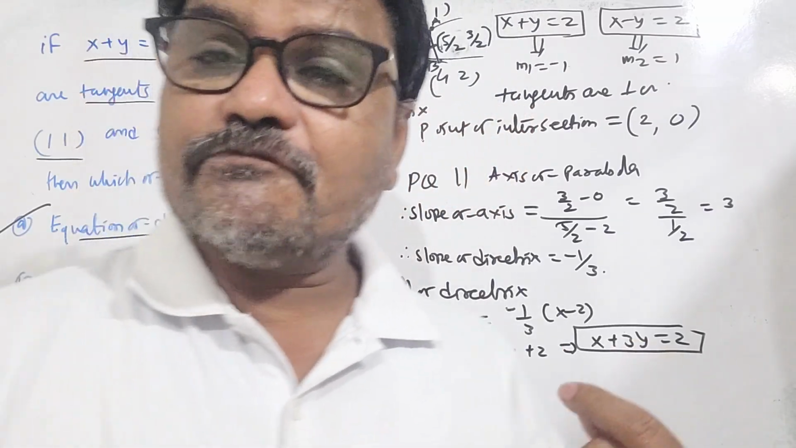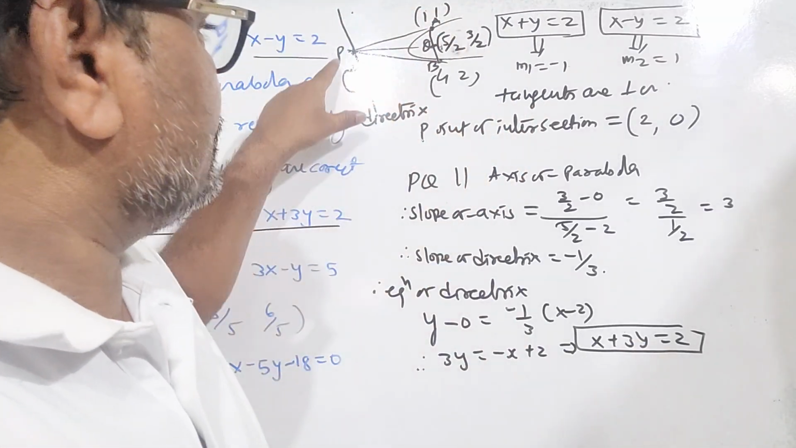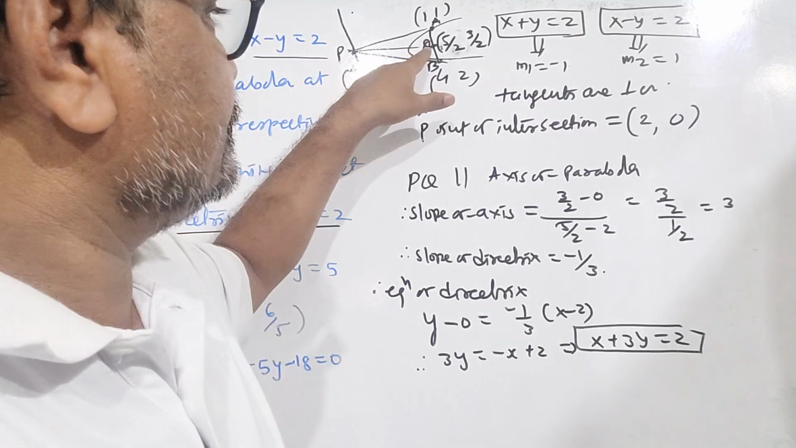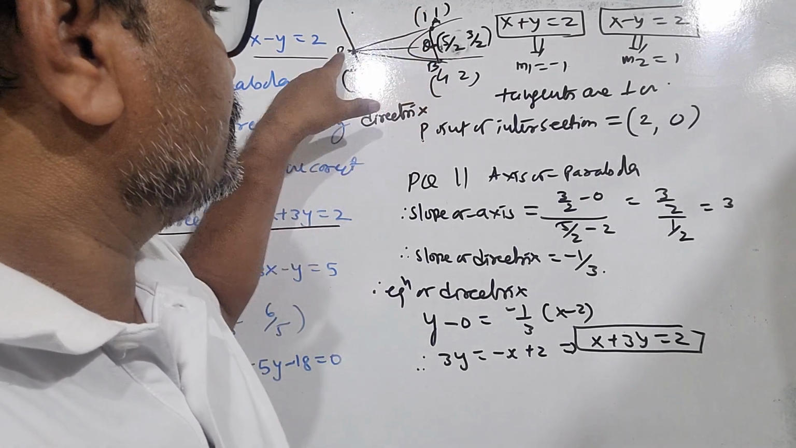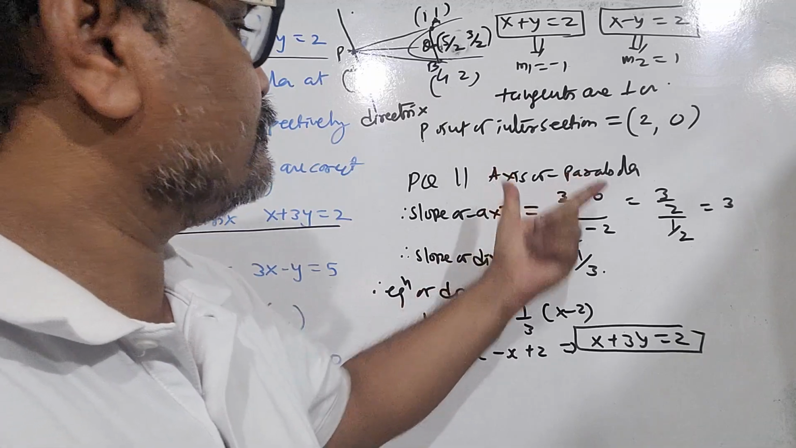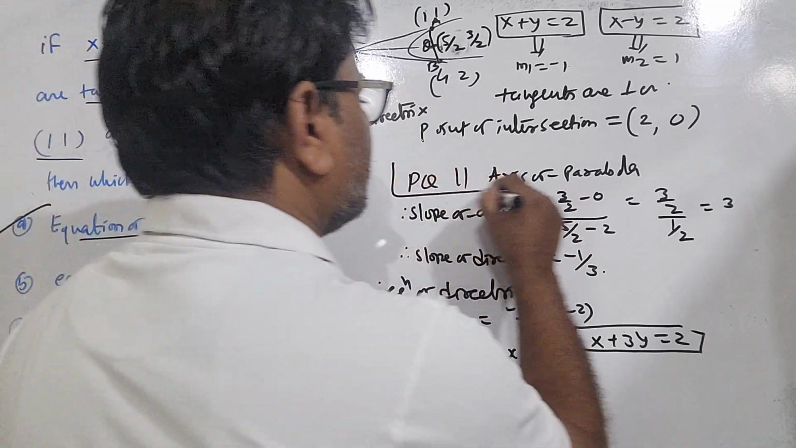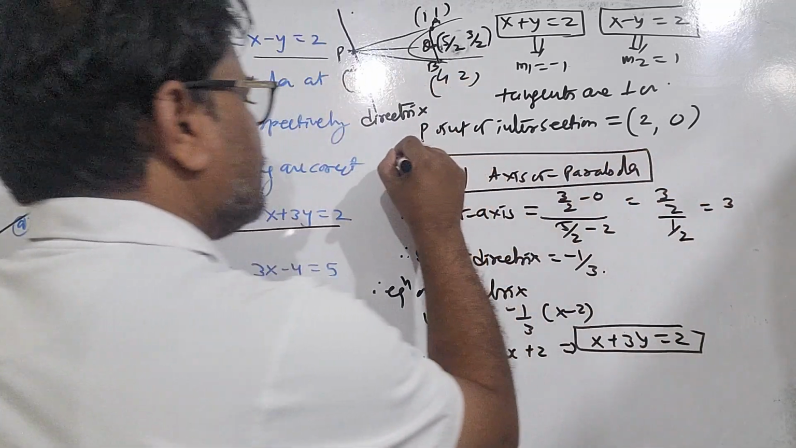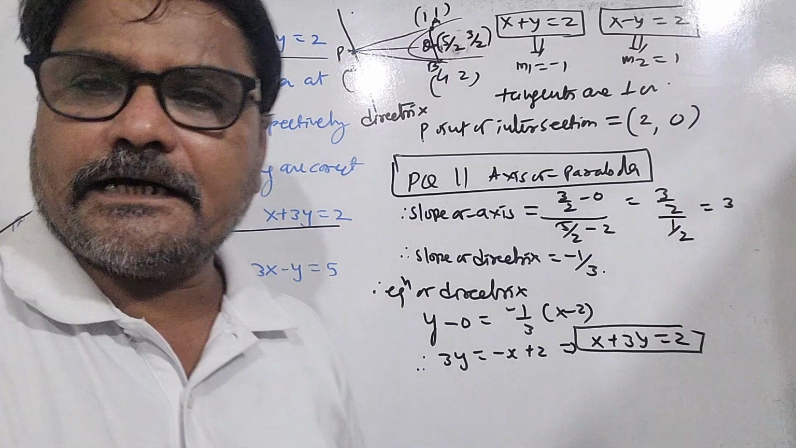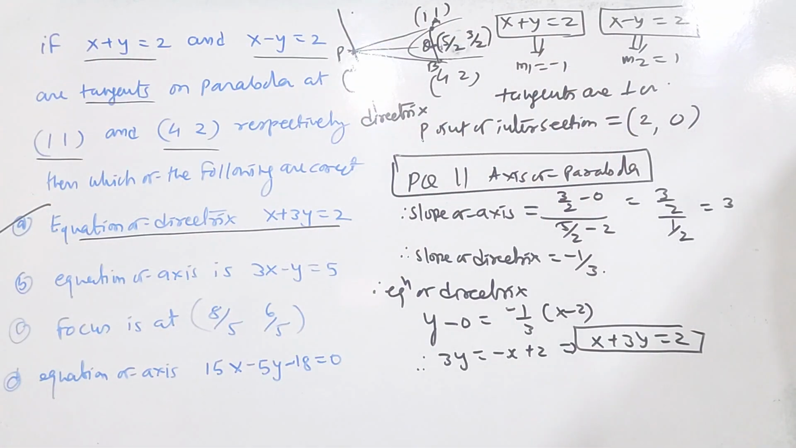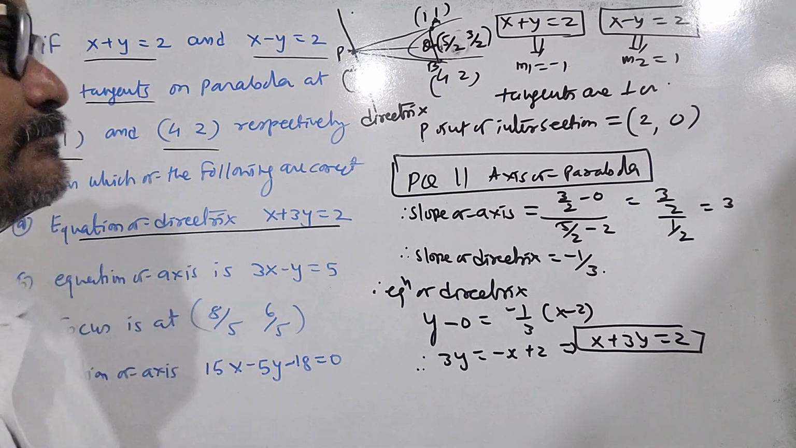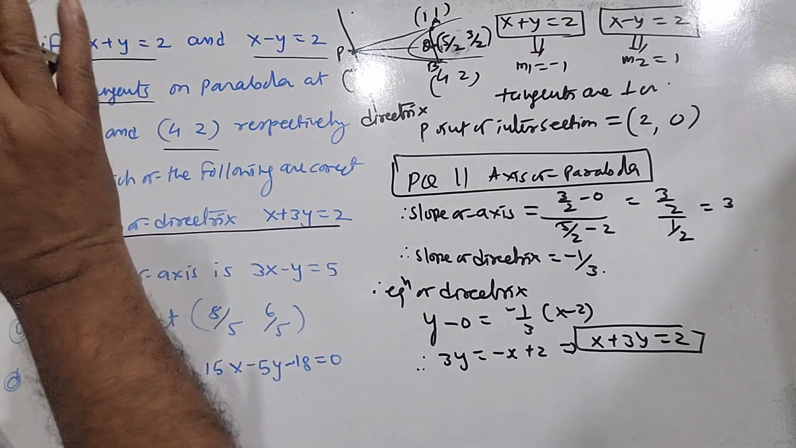And then we are using one property: this point of intersection P and Q, which is the midpoint of 1 comma 1 and 4 comma 2, this PQ is always parallel to the axis of the parabola. Always parallel to the axis of the parabola. Correct? Fine. So this is the directrix equation.